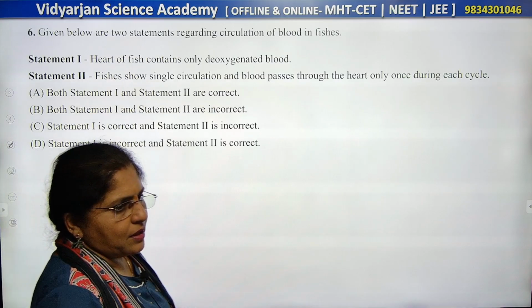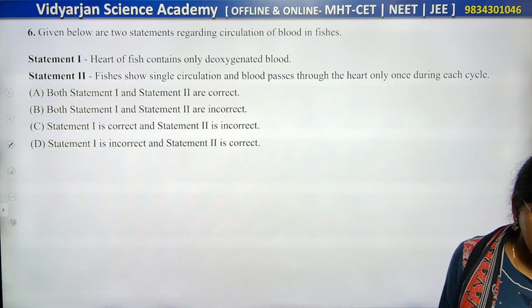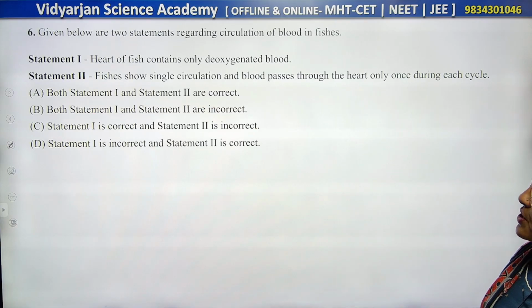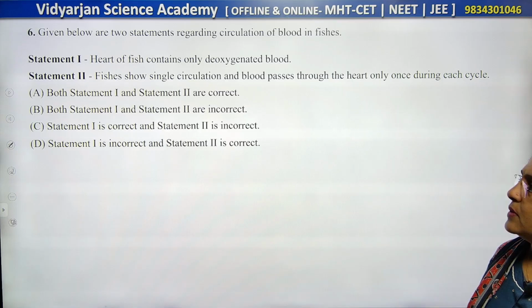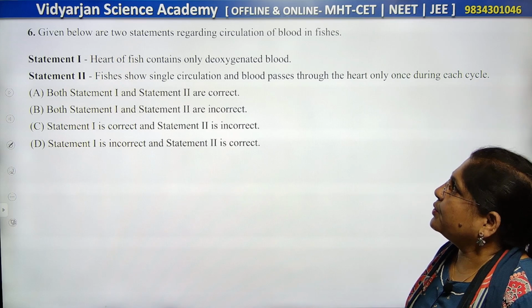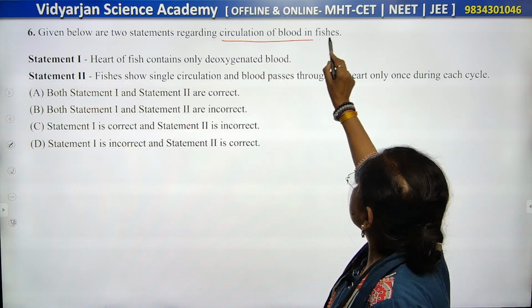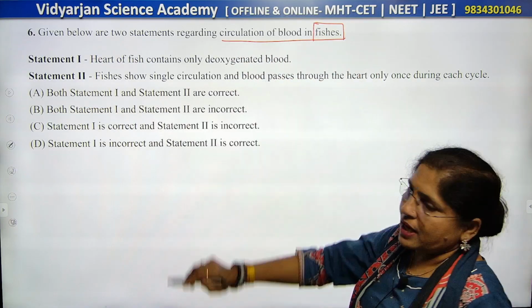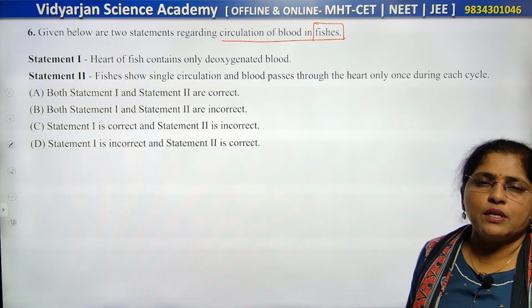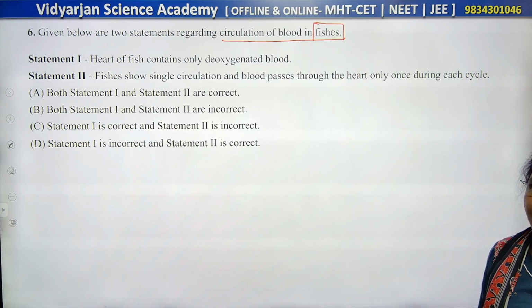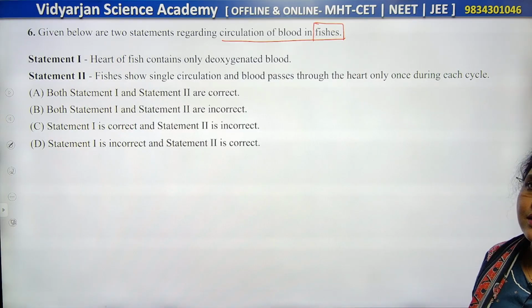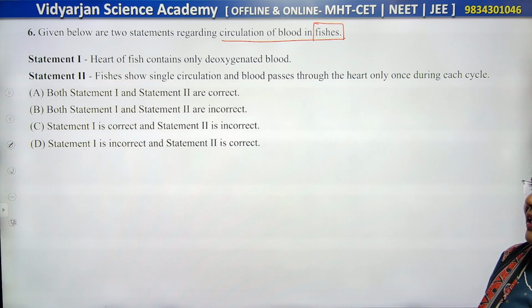Next. Now please read both these statements carefully. Given below are two statements regarding the circulation of blood in fish. In the fish body, gills are very important; gills are the main respiratory organs in case of fish. They are asking us to show the correct statements here.